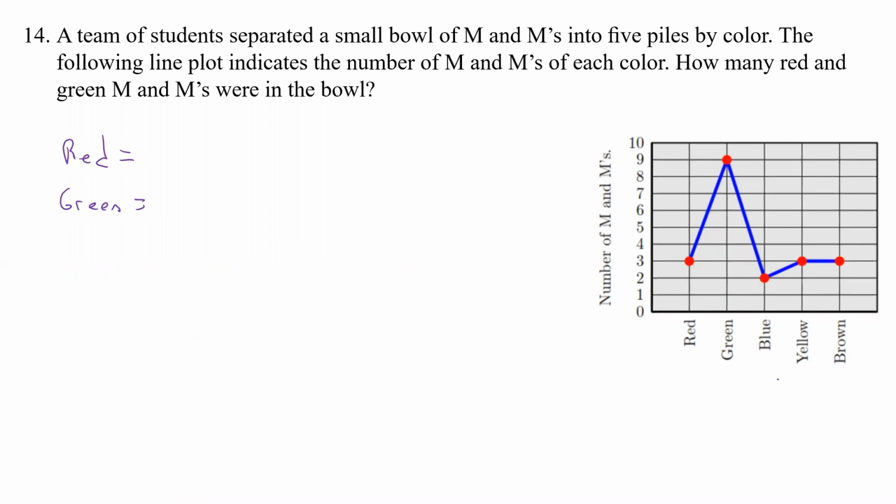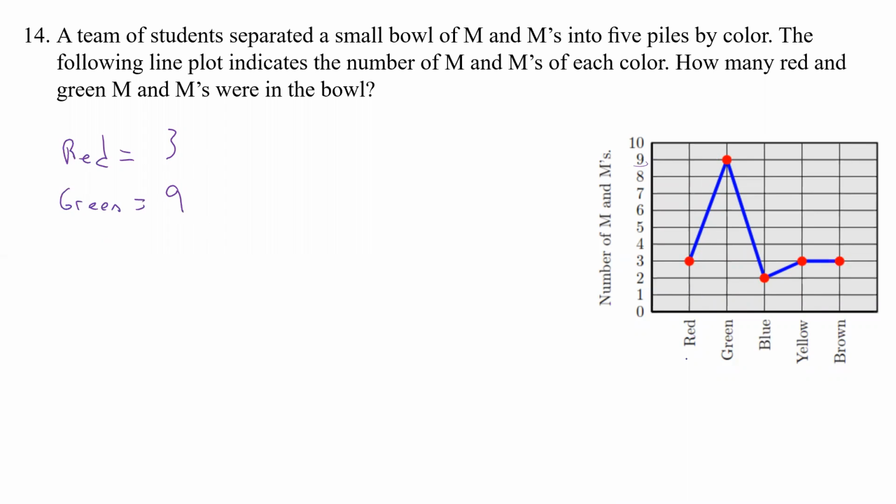Well, we just go to the graph and look for red. Well, here's red, and the number of M&Ms is on this chart, so we say red is 3. Now green, well, we go to the bottom and look for green, and then we go up here, and then go across and see that's 9. So there's 9 of the green. Well, we could also ask how many blue are there? Well, there's 2 blue, and 3 yellow, and 3 brown. So we could get all the numbers, but they only ask for those 2.